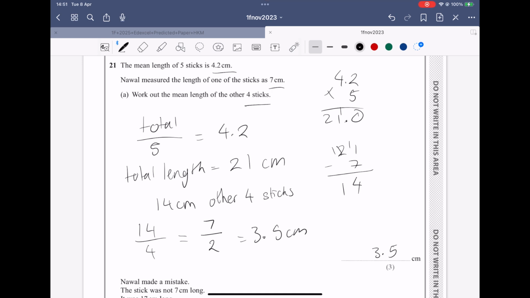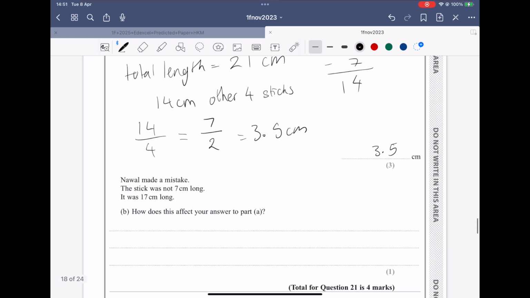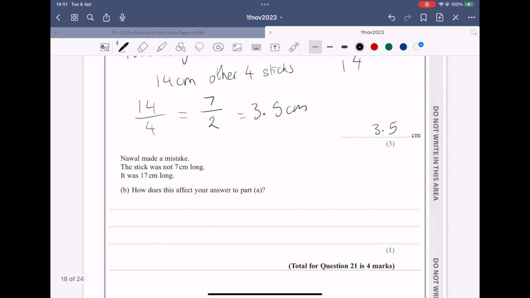But in theory, there's no reason why they shouldn't be able to accept 14 over 4 as your answer. Right? Now I made a mistake. The stick was not 7 centimetres long, it was 17 centimetres long. How does this affect your answer to part A?